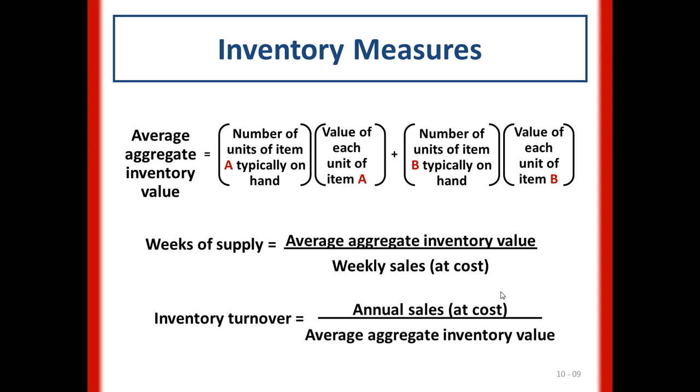Aggregated inventory equals the total sum value of each unit of inventory. Inventory turnover is equivalent to annual sales at cost divided by average aggregate inventory.